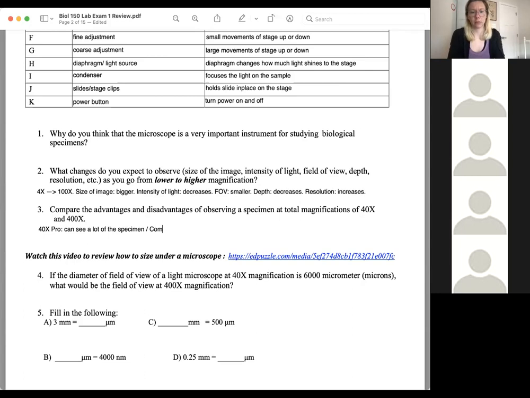The con will be that the resolution is decreased, as the specimen gets blurry. Okay, so we'll say the resolution, or level of detail, is less. So you can see more stuff, maybe more cells, but you can't see as much detail of individual cells.